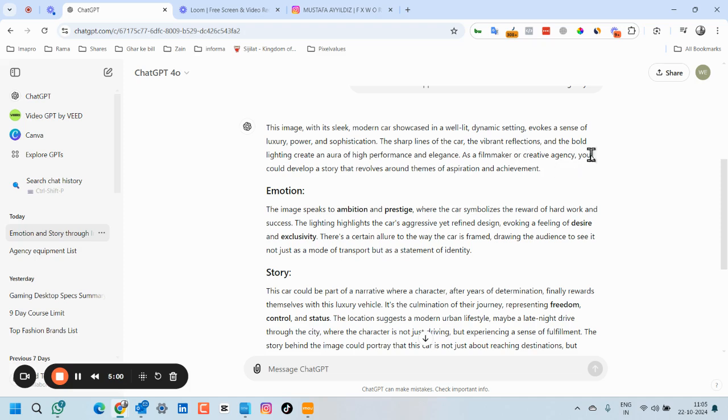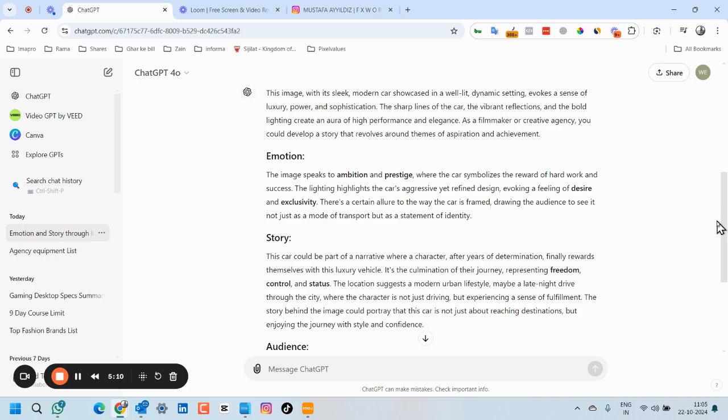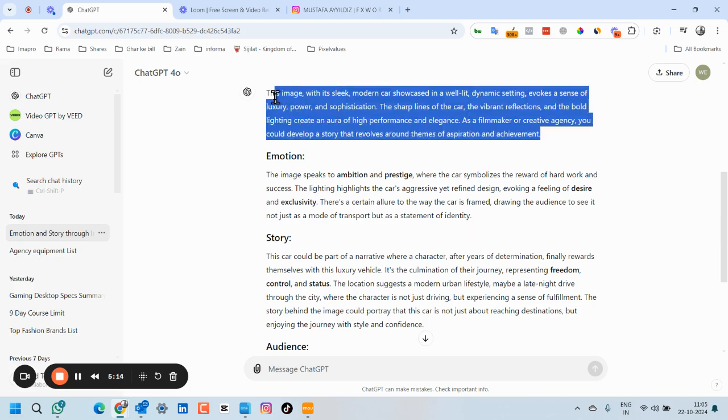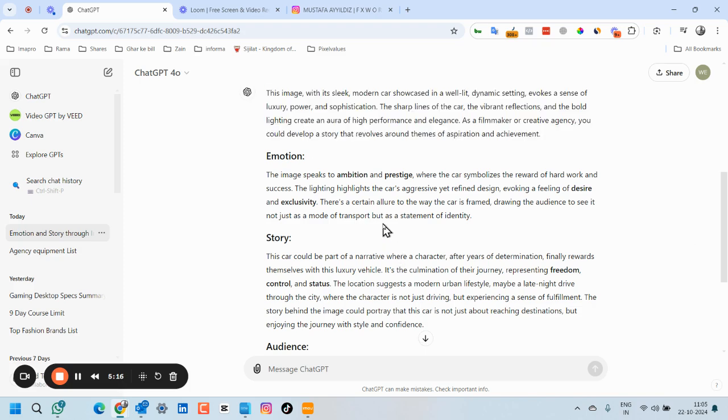As a filmmaker or a creative agency, you could develop a story that revolves around the themes of aspiration and achievement. See, that is the power of AI, guys. One image, and it has given you such structured information, and from that you can build upon something. The image speaks to ambition, prestige. The car symbolizes the reward of hard work, success. The lighting highlights the car's aggressive yet refined design.